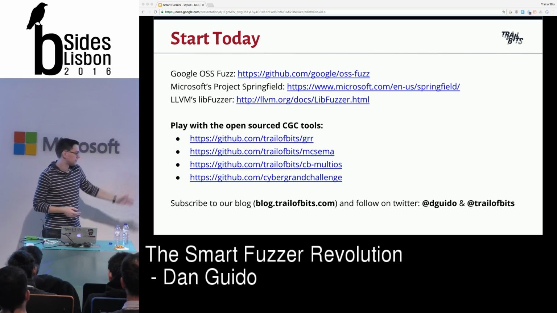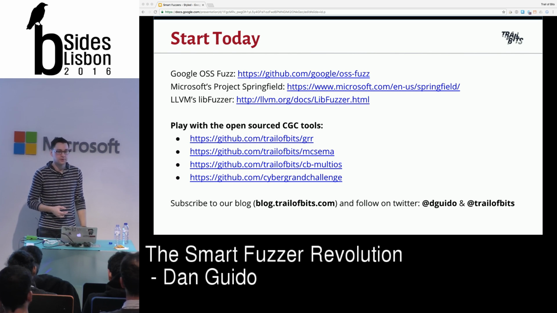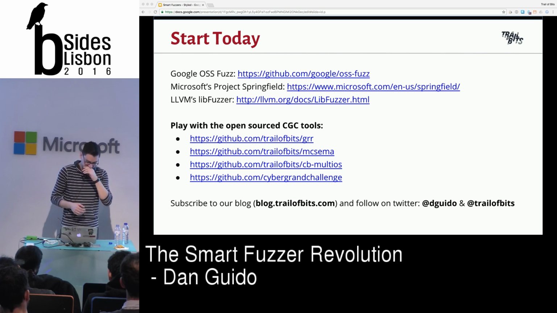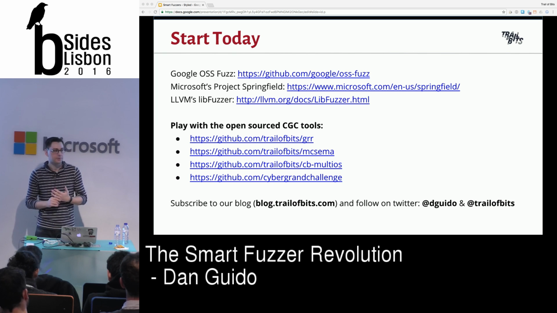And then DARPA themselves have released a vast amount of code that they used to run the challenge, including the DECREE operating system, which might be fun to use. So really, in sum here, smart fuzzing is one of the most exciting and rapidly advancing fields in security. I hope that some of the things that I talked about convince all of you to take a second look at it.